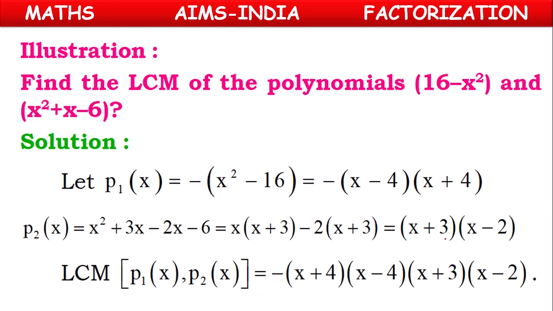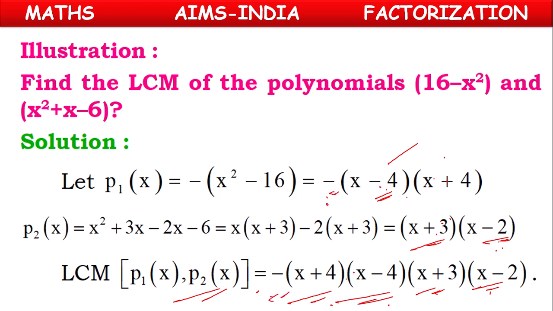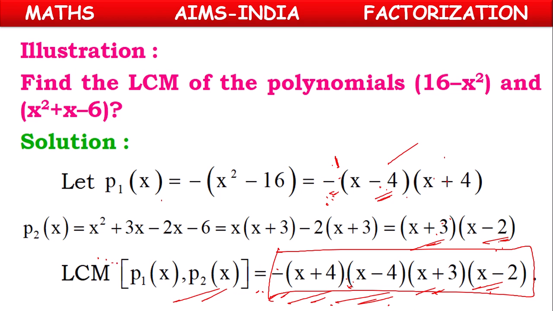Now, while taking the LCM of both P1(x) and P2(x), x minus 4 is present in the first polynomial but not in the second polynomial, we have to take it. X plus 4 is present in the first but not in the second, we have to take it. X plus 3 is present in the second but not in the first, we have to take it. X minus 2 is present in the second, not in the first, we have to take it. Minus is also present in the first one, so that's why minus also we have to take. So this is the least common multiple. This is the multiple of both the first one and the second one.